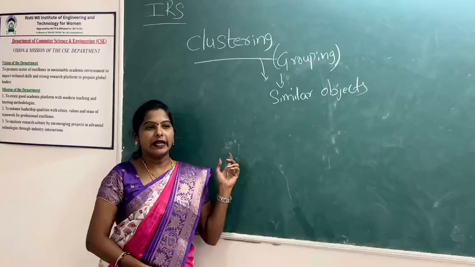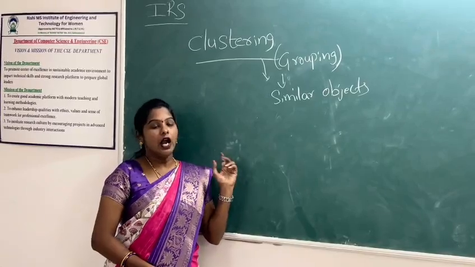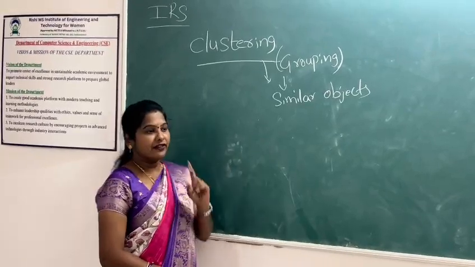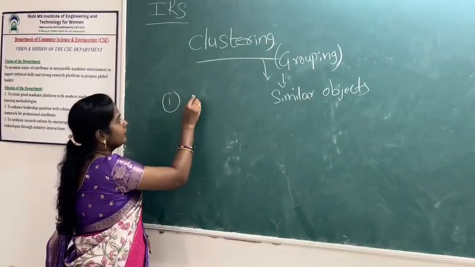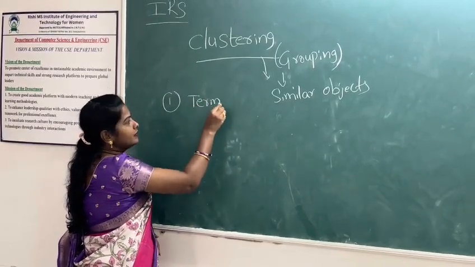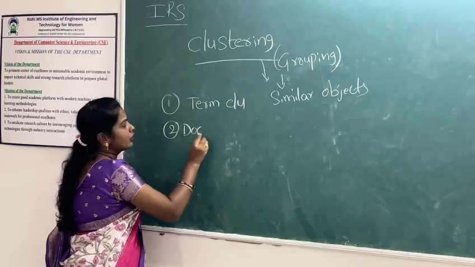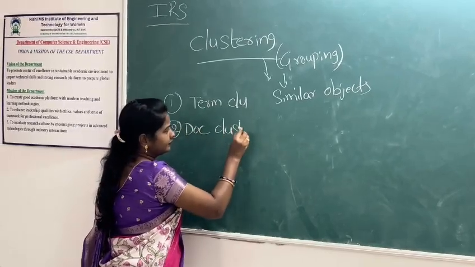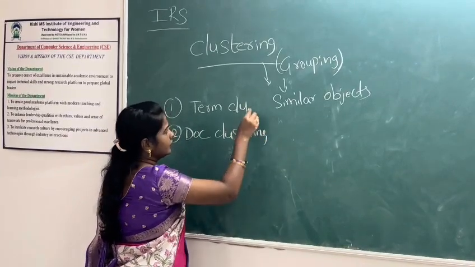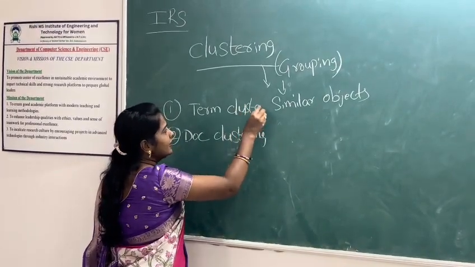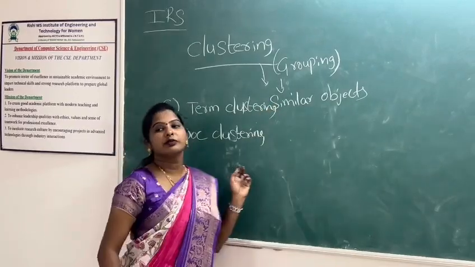Okay. So in clustering, we are having two types of clustering. First one is term clustering and the second one is document clustering.